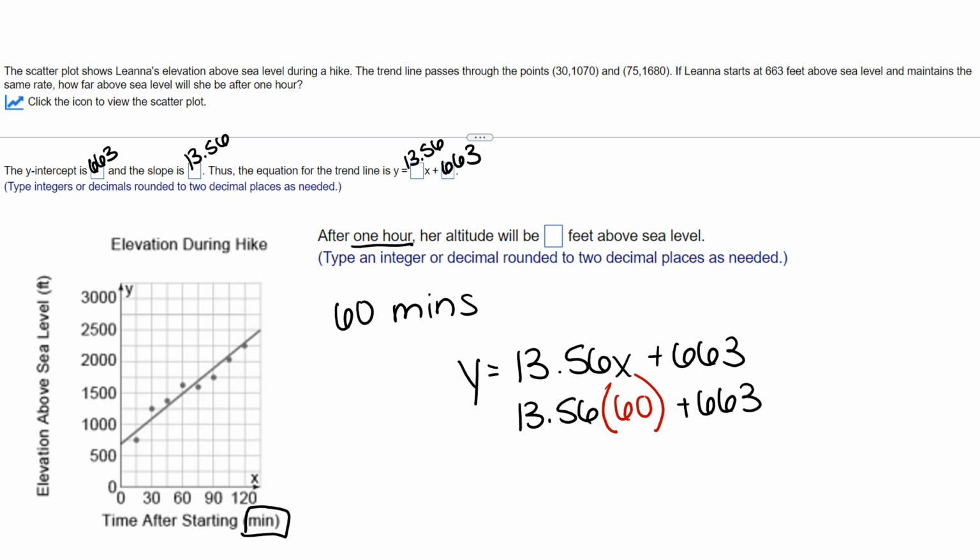13.56 times the 60 minutes gets us 813.6. We then add it to our starting point, 663, to get a total of 1476.6, which would be our final answer. She is 1476.6 feet above sea level.